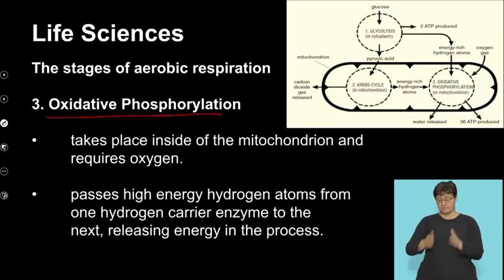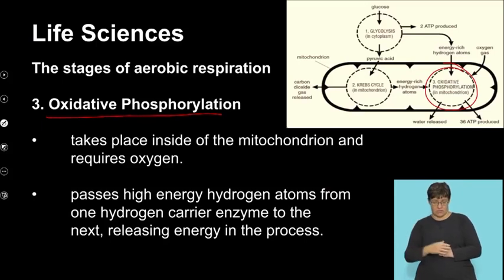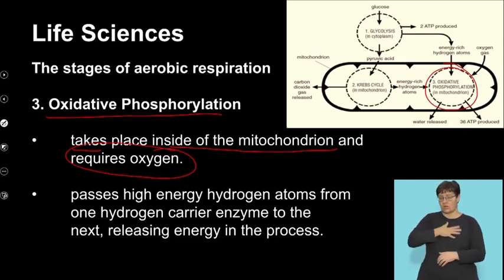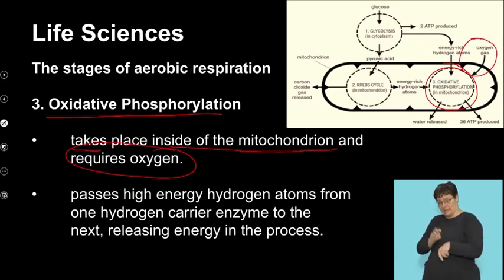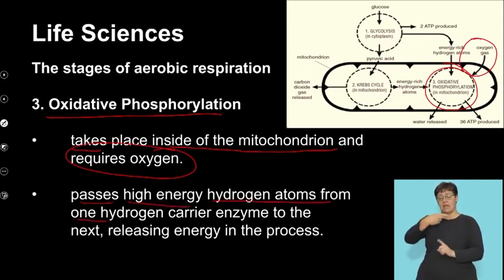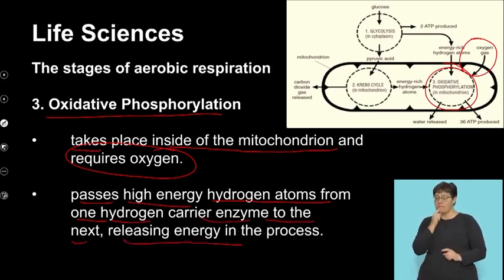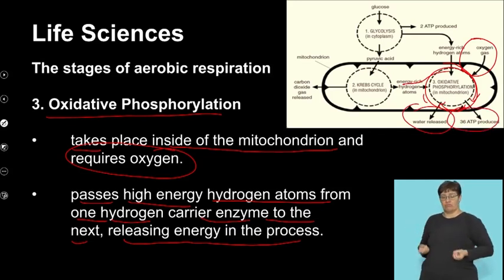Let's look at the third step, which is oxidative phosphorylation. So guys, this takes place again inside the mitochondria and requires oxygen. We see that oxygen is clearly needed for this process. This passes the high energy hydrogen atoms from one hydrogen energy carrier enzyme to the next, and as it does that, it releases energy slowly. So if you look at this, it gradually passes the energy in a series of events, releasing water and producing ATP in that reaction.